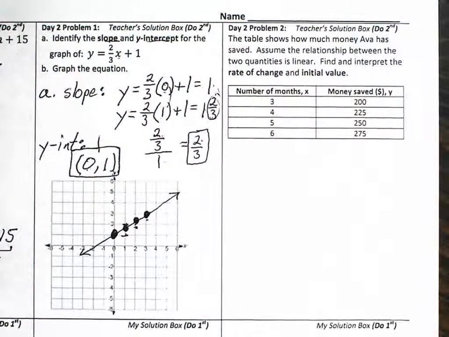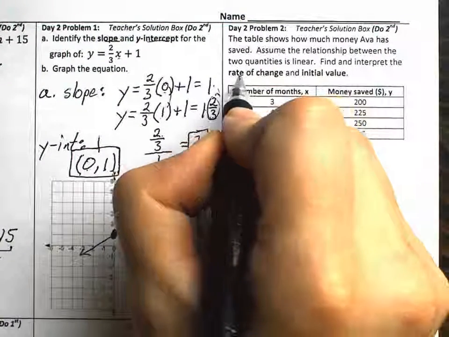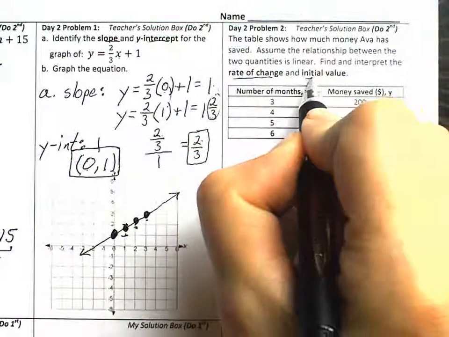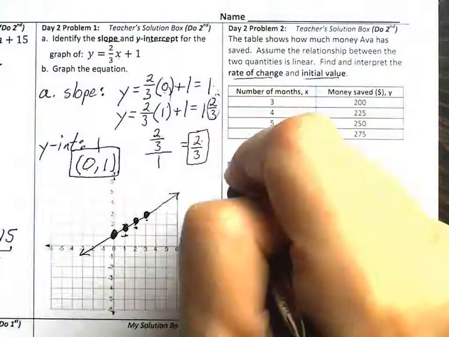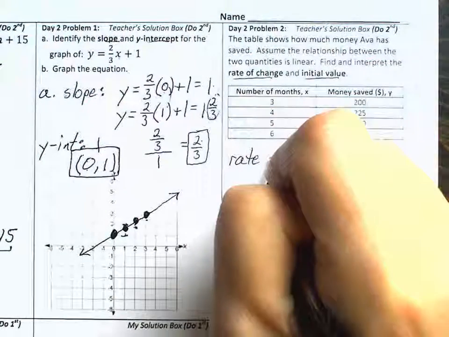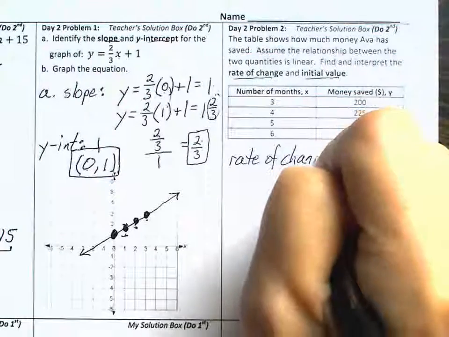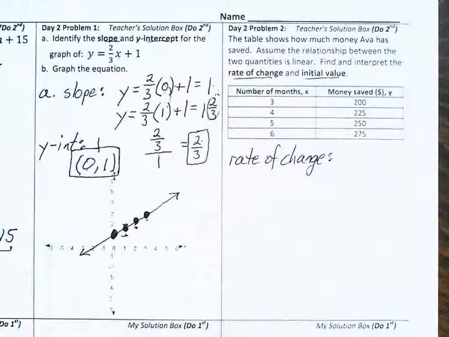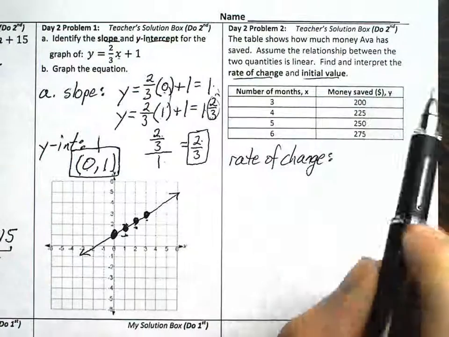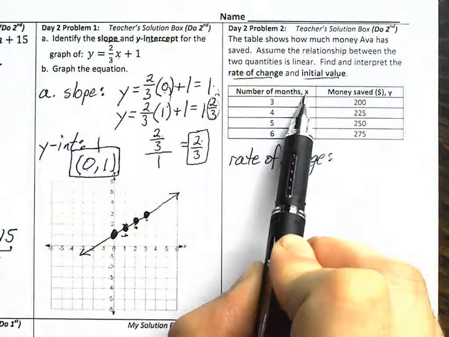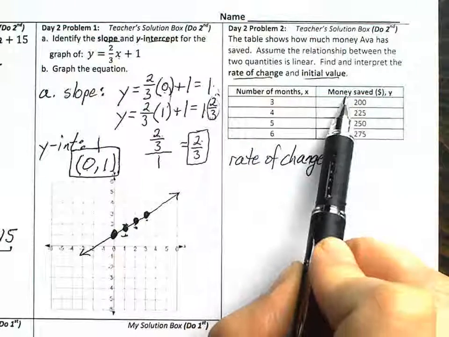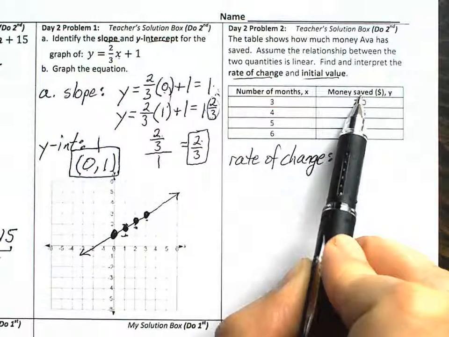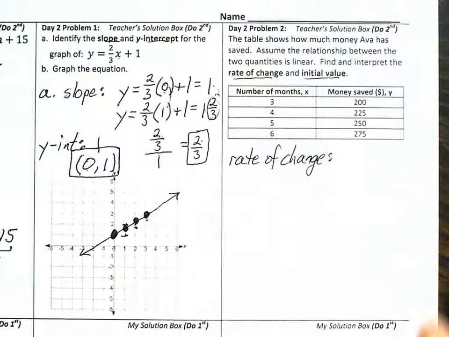Now in day 2, problem 2, it says, the table shows how much money Ava has saved. Assume the relationship between the two quantities is linear. Find and interpret the rate of change and initial value. Let's start with rate of change. This is asking, how is the value of y changing as the value of x changes? Or in terms of this problem, how is Ava's money saved changing as the number of months changes?